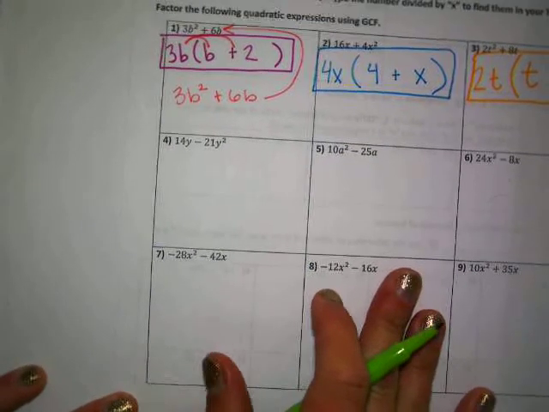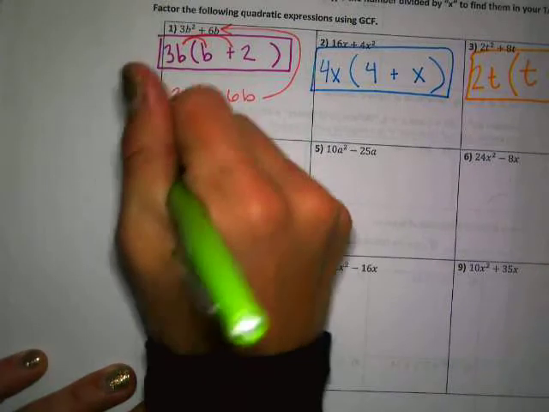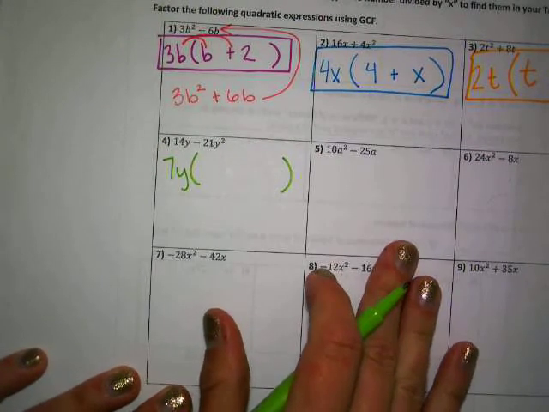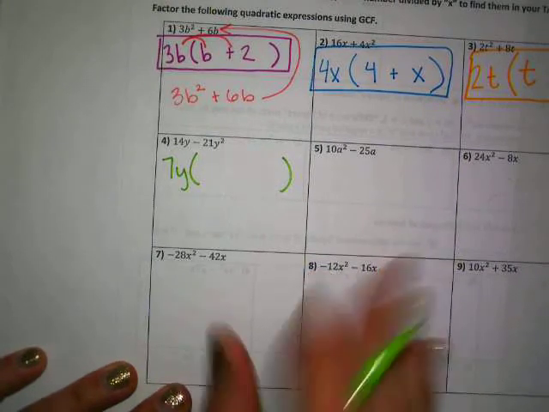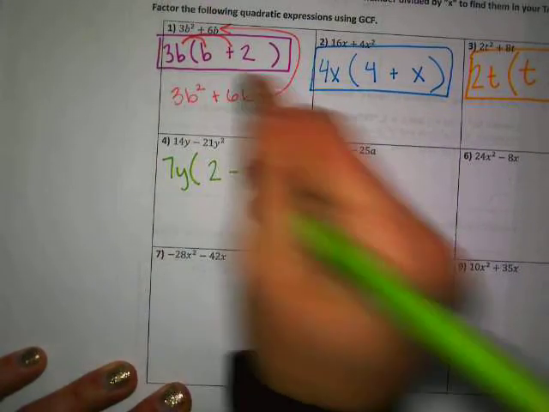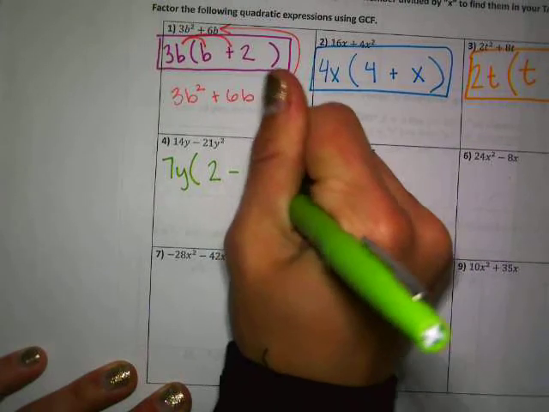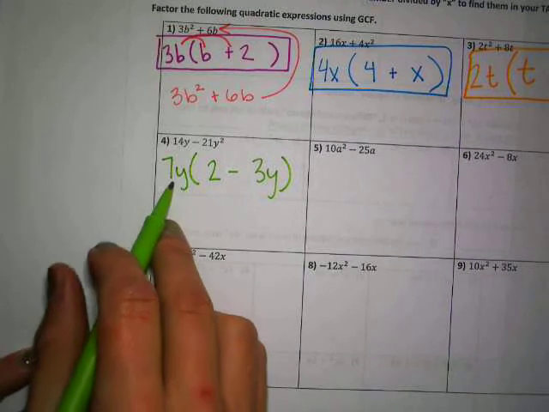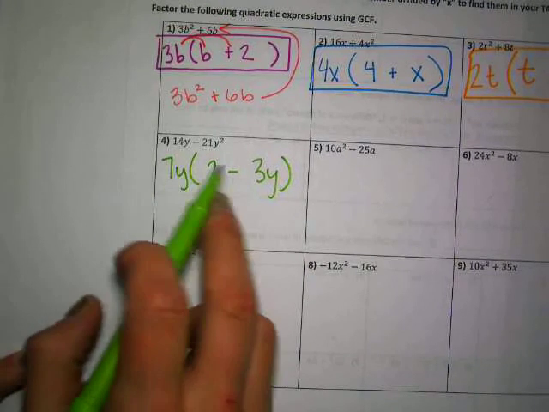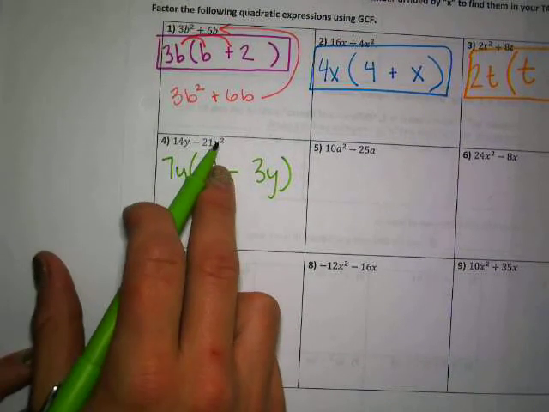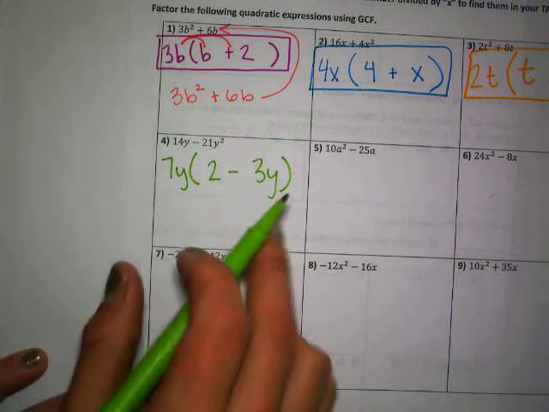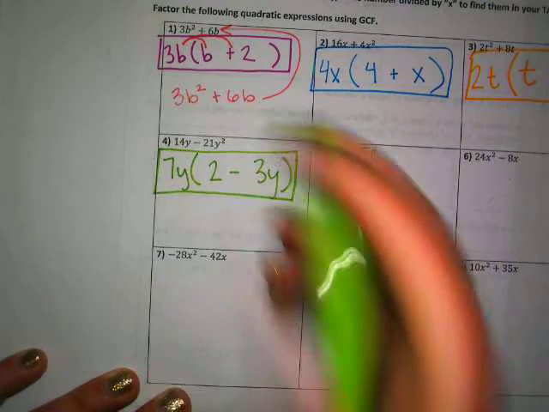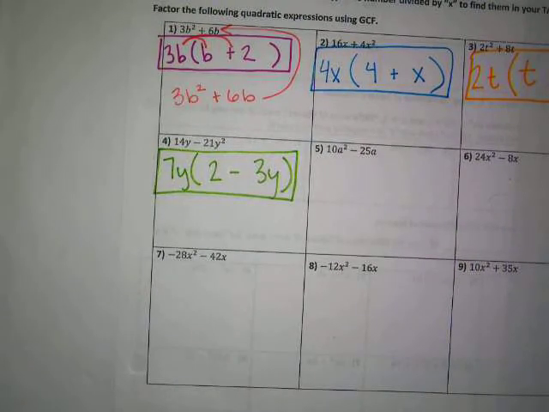Angie, number 4. 7y. Okay, and then Haley, what am I left with on the inside? 2 minus 3y. Very good. 2 minus 3y. 14 divided by 7 is 2. The y came out. Negative 21 divided by 7 is negative 3. And then I had a y squared. I took a y out, so I'm still left with a y.